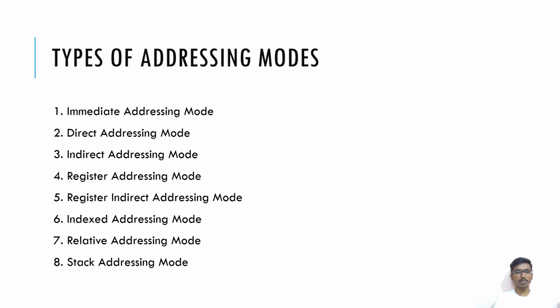Types of addressing modes: immediate addressing mode, direct addressing mode, indirect addressing mode, register addressing mode, register indirect addressing mode, indexed addressing mode, relative addressing mode, stack addressing mode. Let's see one by one.